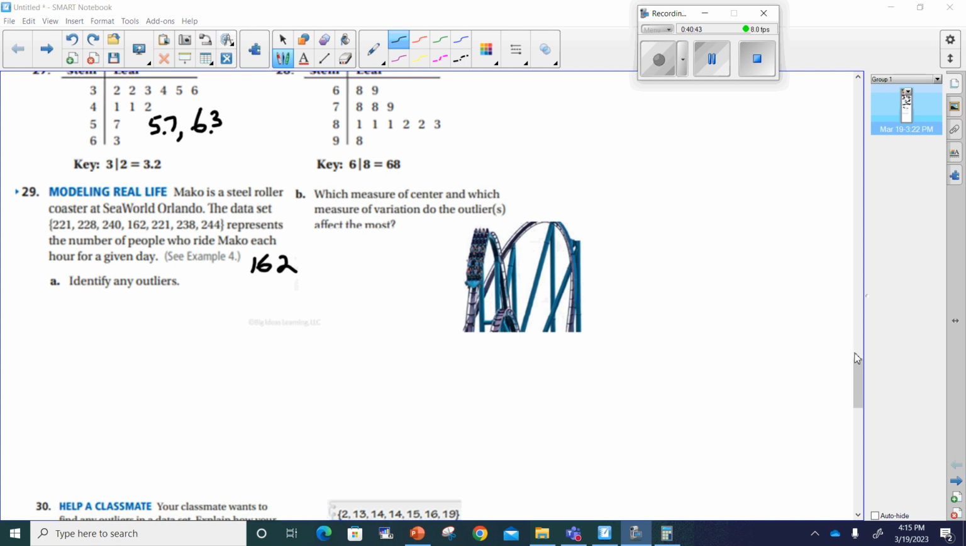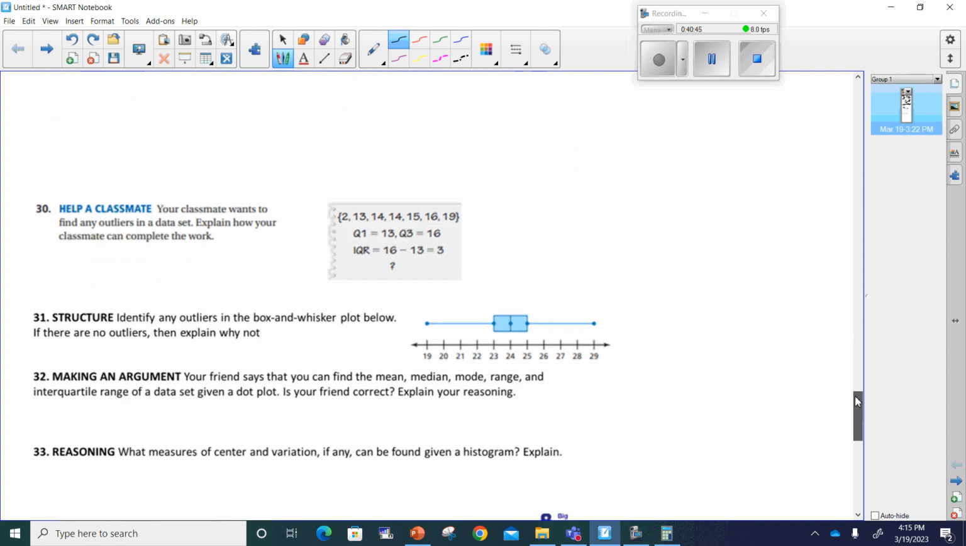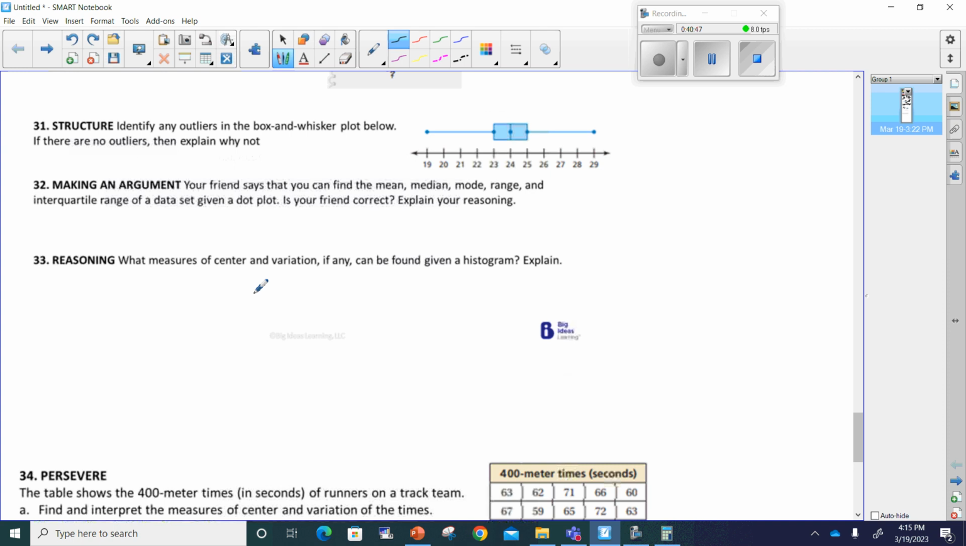All right, let's go down here for number 31. It says identify any outliers in the box and whiskers plot below. Remember, outliers are those things way away from where the majority of the data is. The majority of the data is sitting between around 23 and 25. This 19 and this 29 are definitely outliers. They lie way away from the numbers that are over here.